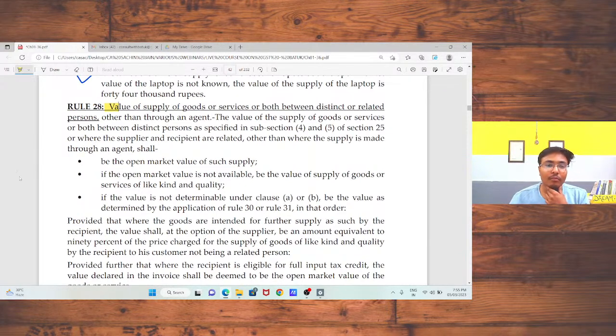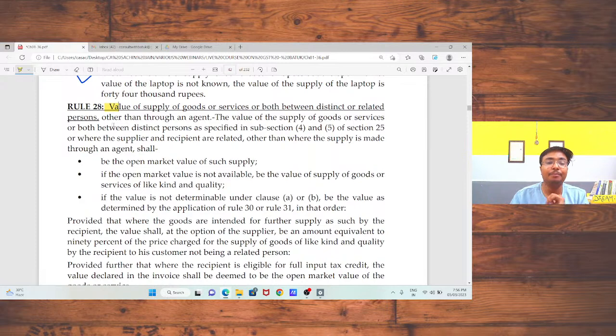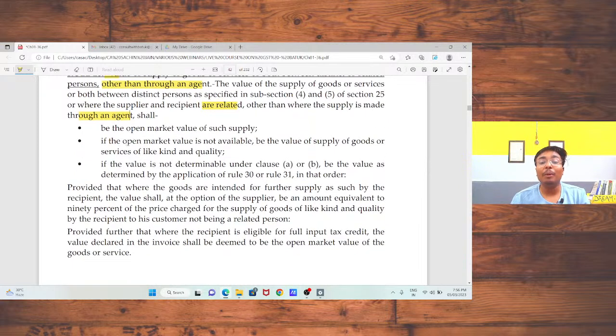Value of supply of goods or services between distinct persons and related persons. Sir, what do you mean by distinct person and related person? We had already discussed. Same PAN, different GSTN. Other than through an agent, there is no selling by the agent. In that case, the value of supply of goods or services between distinct persons as specified in sub-section 4 and 5 of section 25, or where the supplier and recipient are related persons, other than where the supply is made through an agent, shall be the open market value.